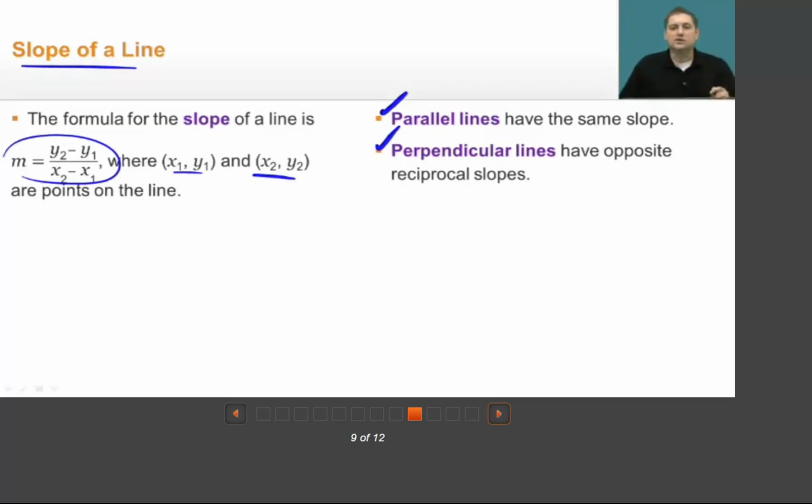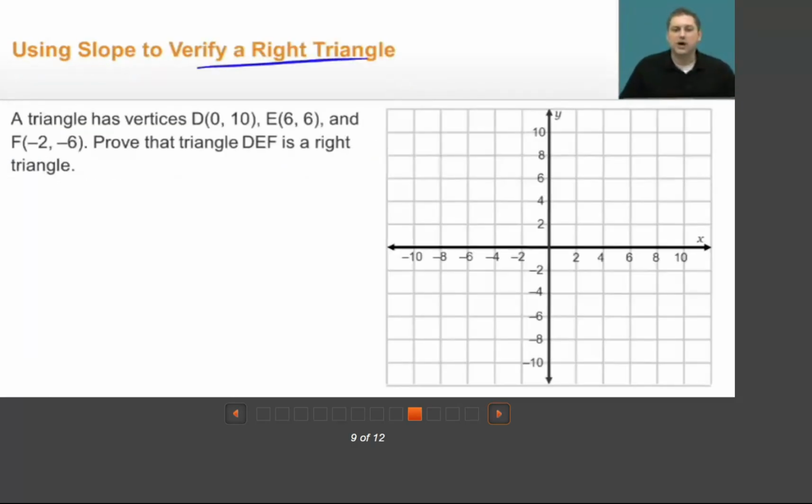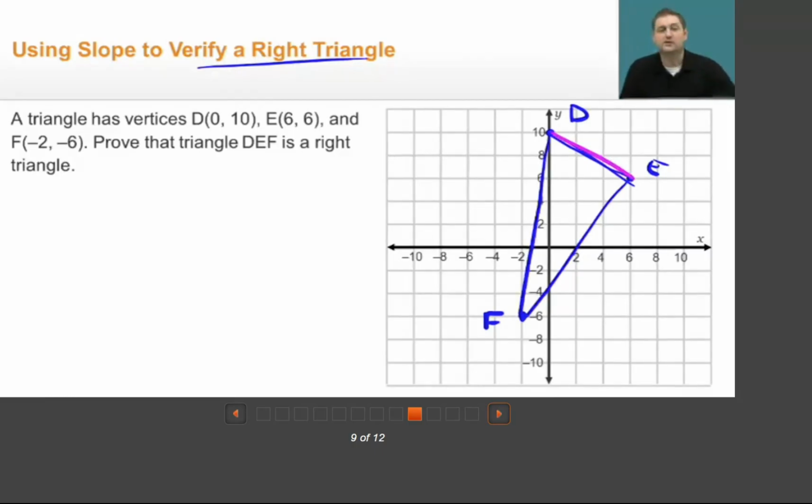We can use the slope to help verify a triangle is a right triangle because a right triangle contains two perpendicular sides where the right angle goes. Now this triangle has vertices at 0, 10, 6, 6, and negative 2, 6. And if I draw this triangle in place, it appears that I would have a right angle at angle E. But in order to verify that, I need to see what the slope of line DE is and the slope of EF and see if they're perpendicular.